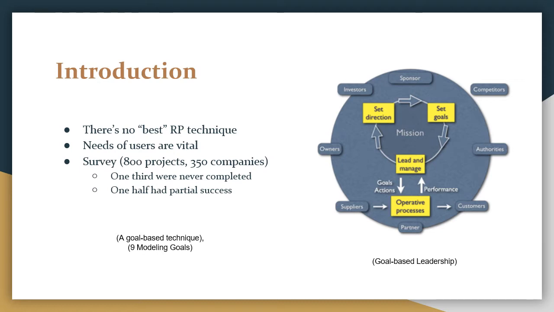A requirement misunderstanding is a major cause of system failure. For example, a survey of 800 projects undertaken by 350 US companies revealed that one-third of the projects were never completed and one-half succeeded only partially. Poor requirements were identified as the main source of problems.